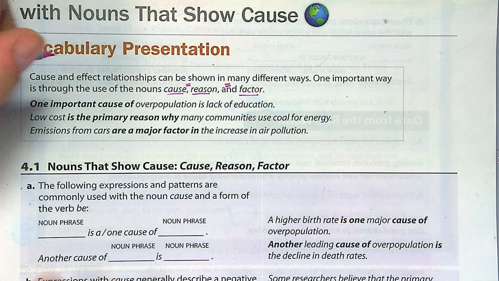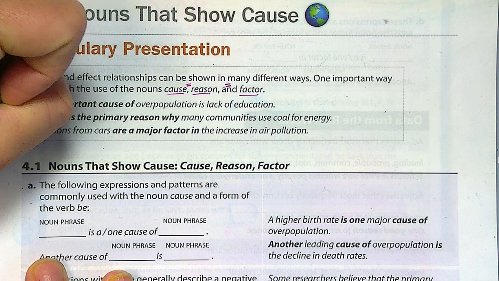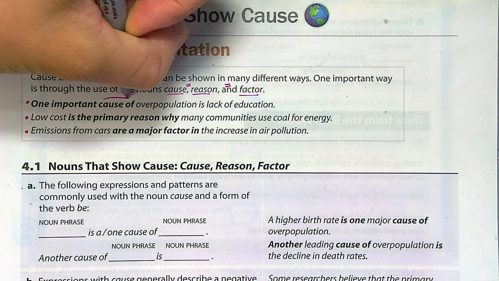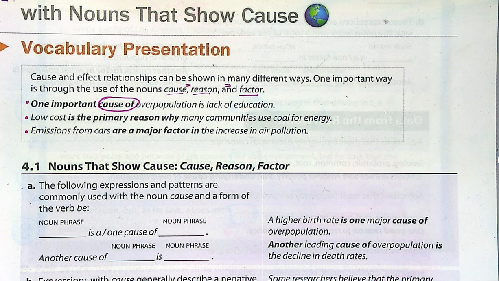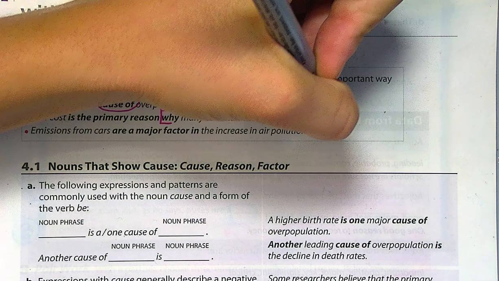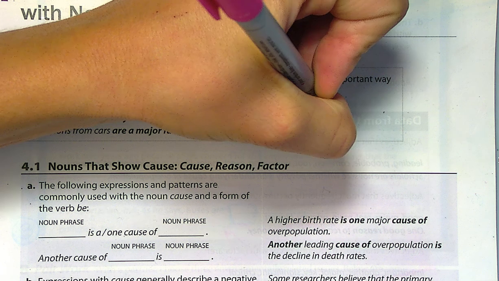If we look at the three examples here, we've got: one important cause of overpopulation is the lack of education. Right now in your grammar book, I'd like you to circle cause of. The second one: low cost is the primary reason why many communities use coal for energy. Right now, I'd like you to put brackets, these little squares, around this part.